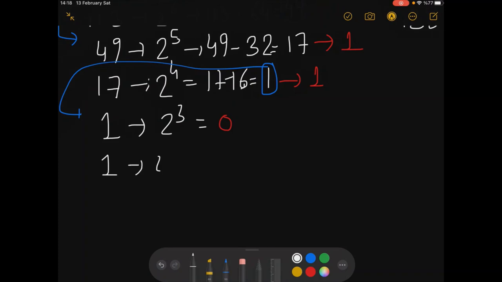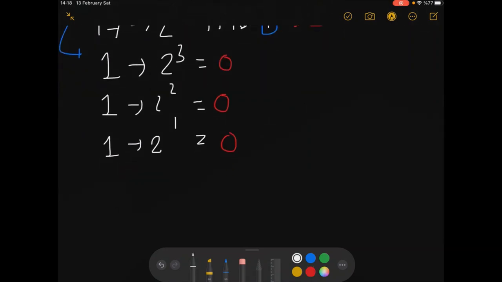1, 2 to the power 2 here. Can I fit it here? No. And 1, 2 to the power 1. Can I put it here? No. I think these ones are not equal signs, because it may confuse you, so just arrows. And finally, 1, 2 to the power 0. Can I fit this? Yes.